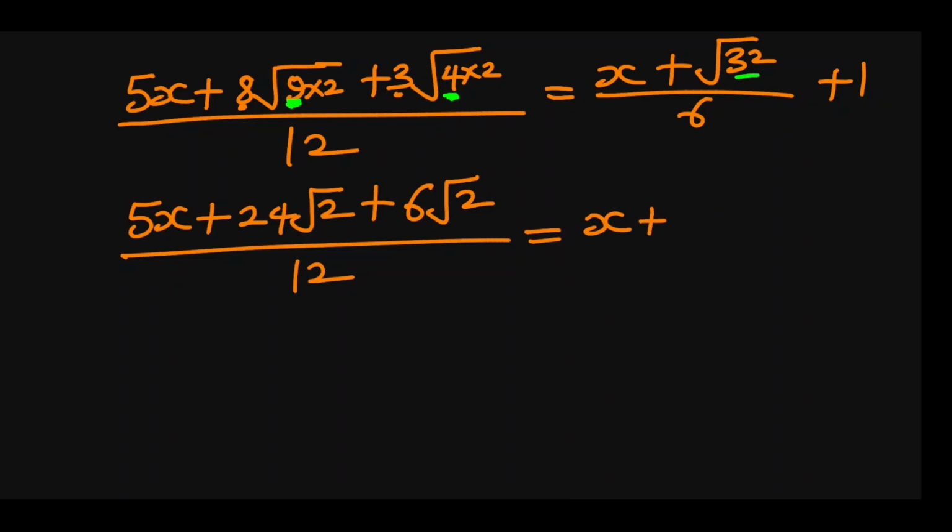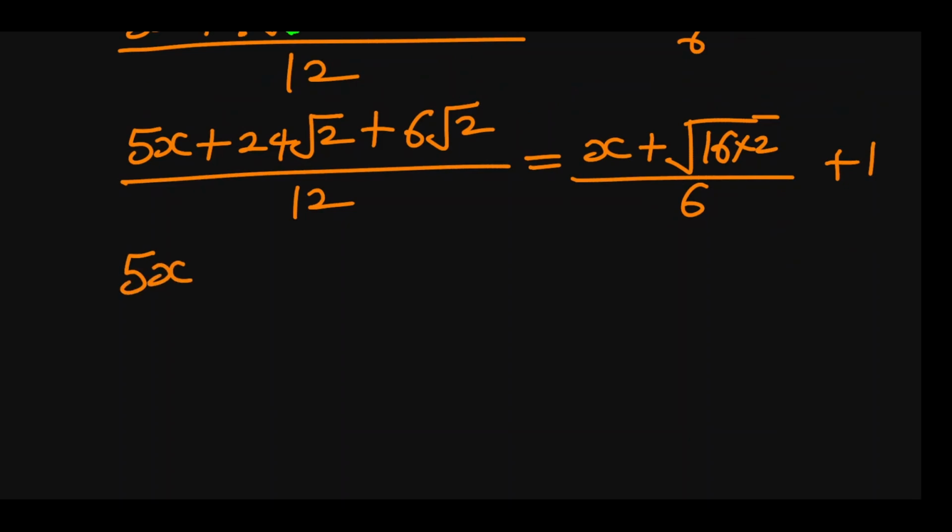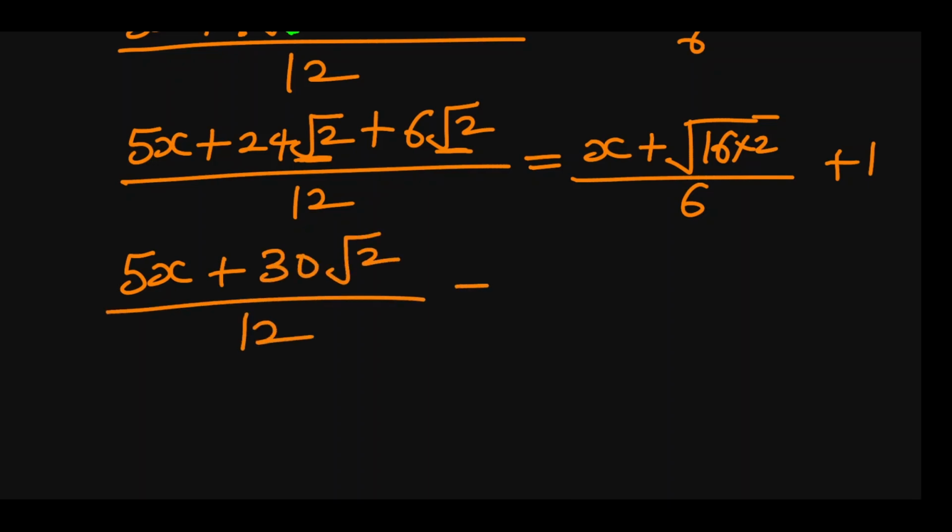is the same thing as 16 times 2. So this gives us root 16 times 2 over 6 plus 1. This now becomes 5x. Same thing we did, because this is root 2 and this is root 2, they are now like surds or like roots. So this gives us plus 24 plus 6 is 30. So this is 30 root 2 over 12 is equal to x plus root 16 is 4. So the 4 comes out of the roots to now become 4 root 2 over 6 plus 1.